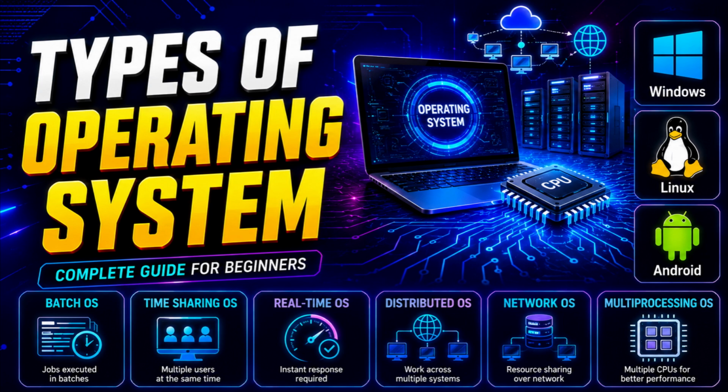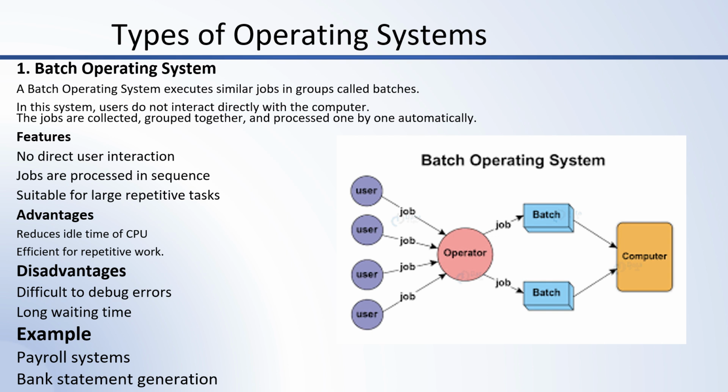Firstly, batch operating system. A batch operating system is one of the earliest types of operating systems. In this system, users do not directly interact with the computer while programs are running. Instead, similar jobs are collected together into groups called batches and executed automatically one after another.